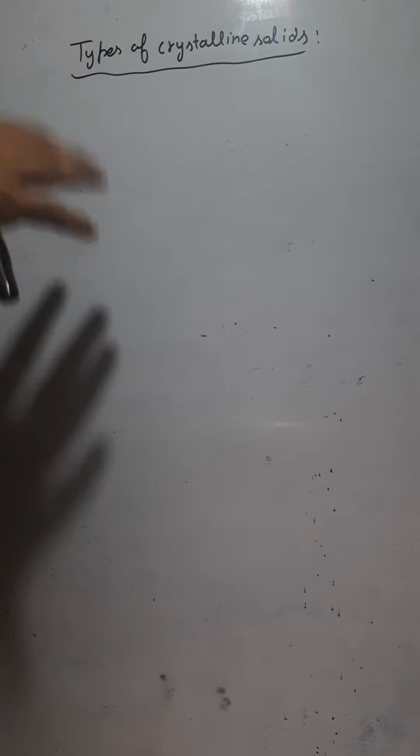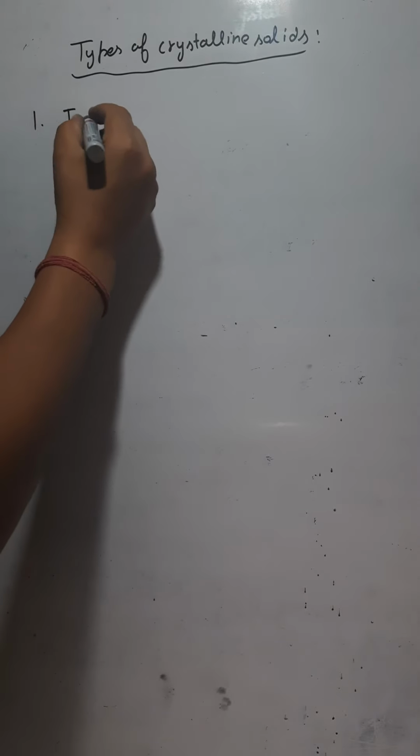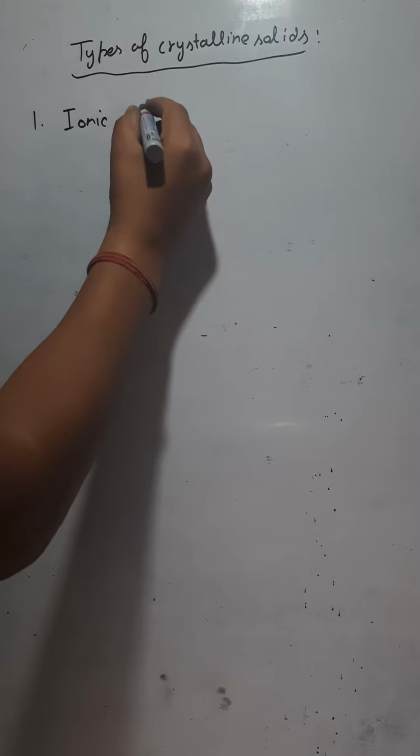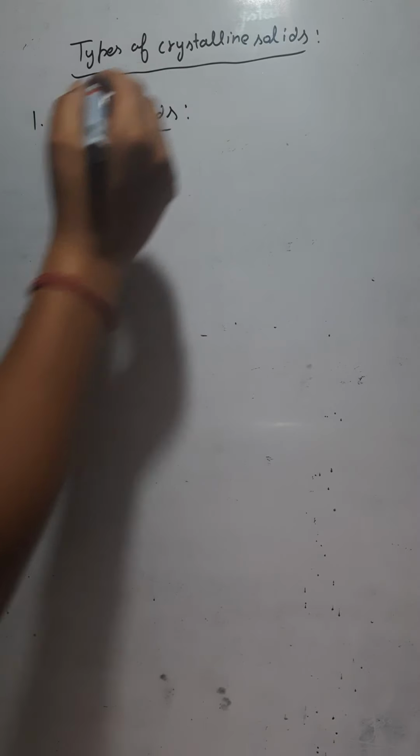Hello dear students, so today we would move ahead in this first chapter of class 12 chemistry, that is solid state. Here today we are going to talk about the types of crystalline solids. There are four types of crystalline solids. The first one is the ionic solids. So what are ionic solids?